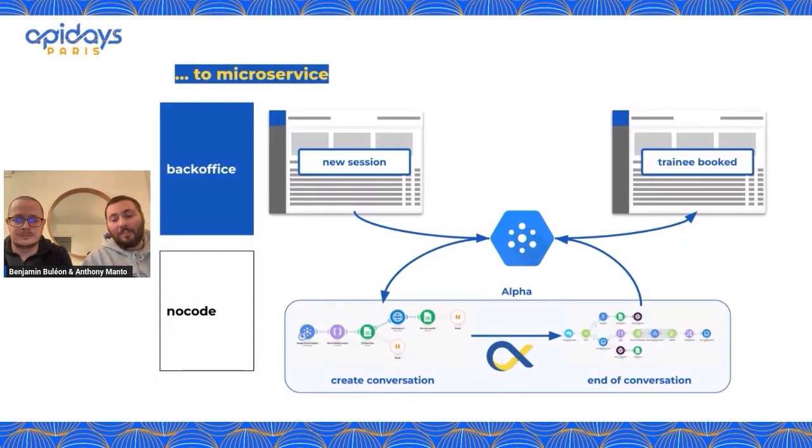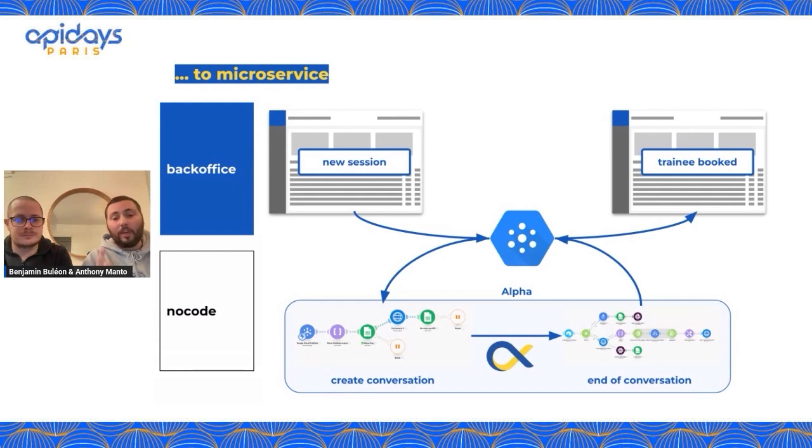After that, Alpha can do his work, so he can qualify the trainee. And at the end of the conversation, if we want to book a trainee, we can also post a message in the same PubSub topic, and the back office is also listening to this PubSub topic and can book the trainee after that. So it's really great to work that way, because we have a lot of benefits.